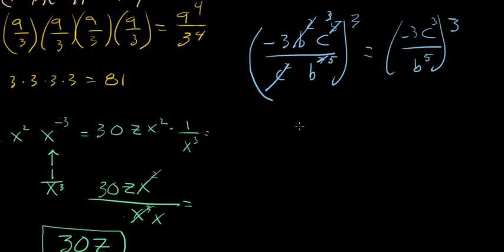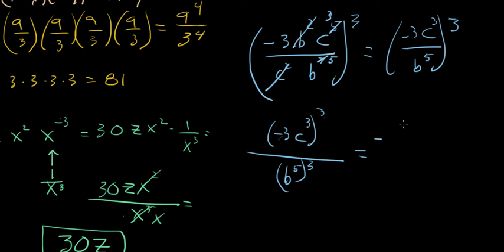So negative 3 c to the 3rd power over b to the 5th, to the 3rd power. That equals negative 3 to the 3rd power, which is negative 3 times negative 3 times negative 3. Now when you raise a negative to an odd power, you're going to get a negative. 3 times 3 times 3 is 27. C to the 3rd power, 3 times 3 is 9, c to the 9th. B to the 5 times 3, b to the 15th.